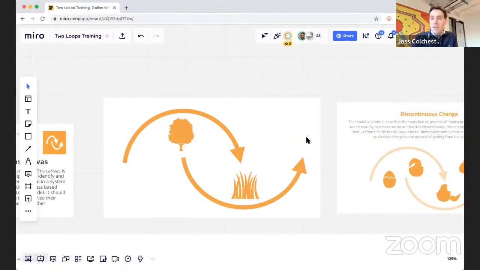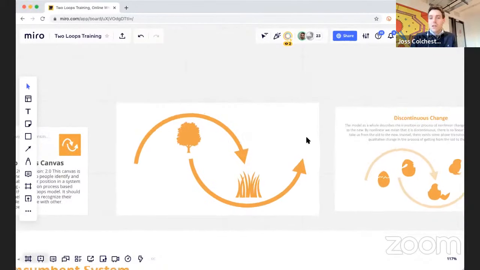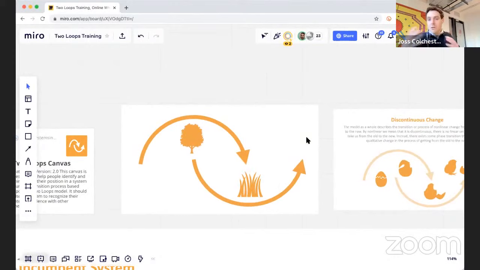We see that in all of these kinds of large scale transformation processes, whether in society, economy, technology even, and so on and so forth. That's the essence of what we're talking about. It's what the model is really trying to capture.